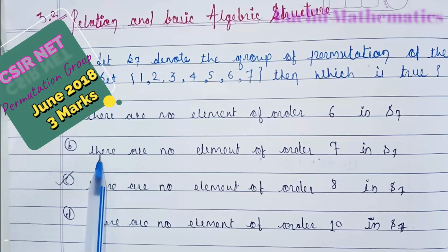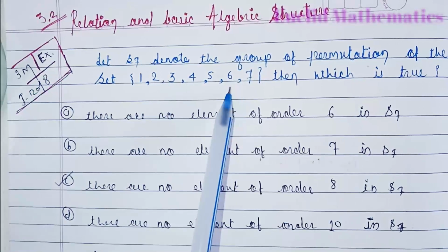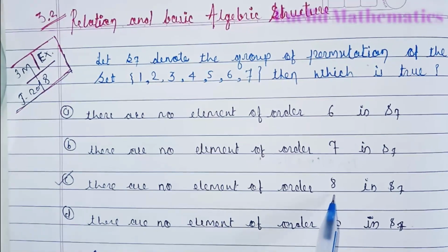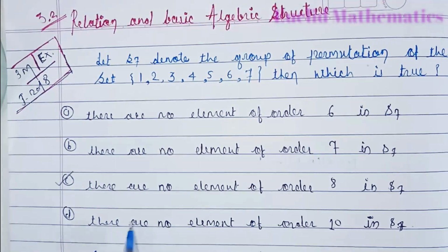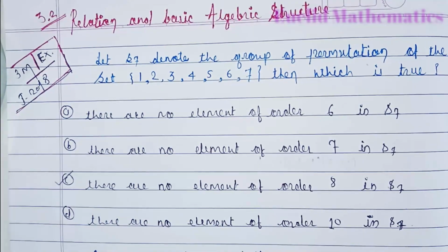Next, the option says there is no element of order 7 in S7. Again we have to find out whether an element of order 7 exists or not. Similarly, the next option is for an element of order 8, and the last one is for an element of order 10, which is present in our group or not.